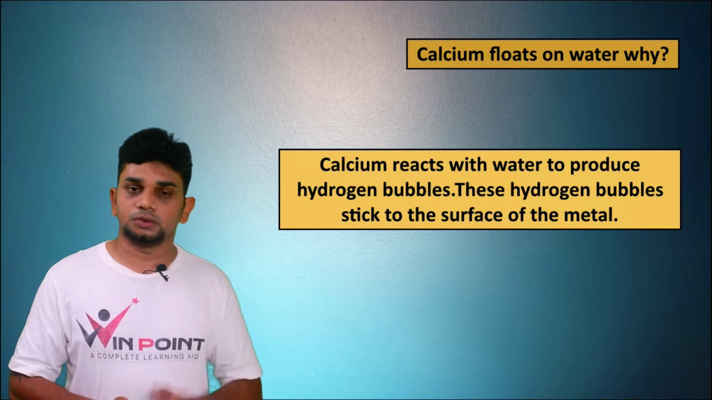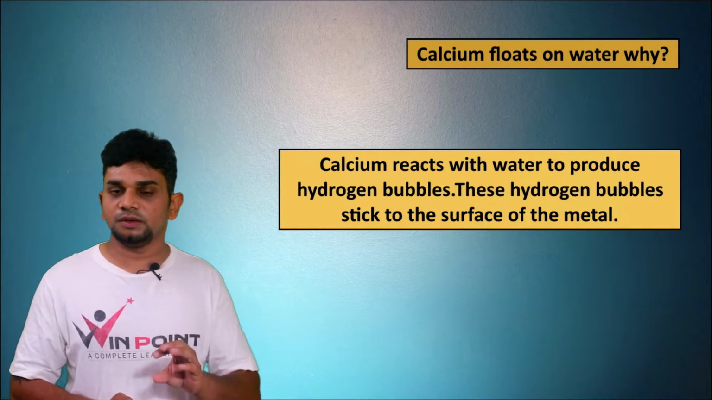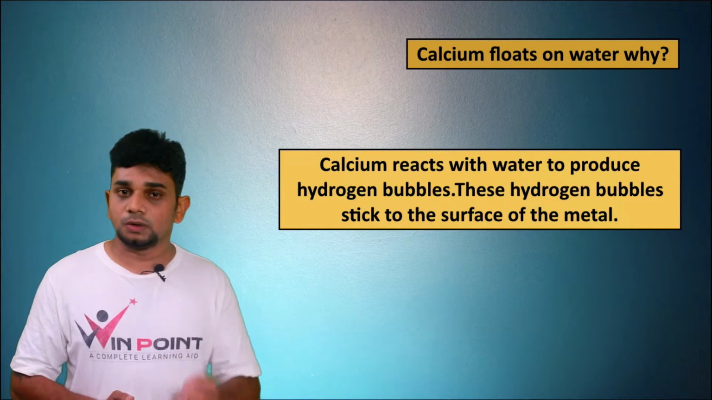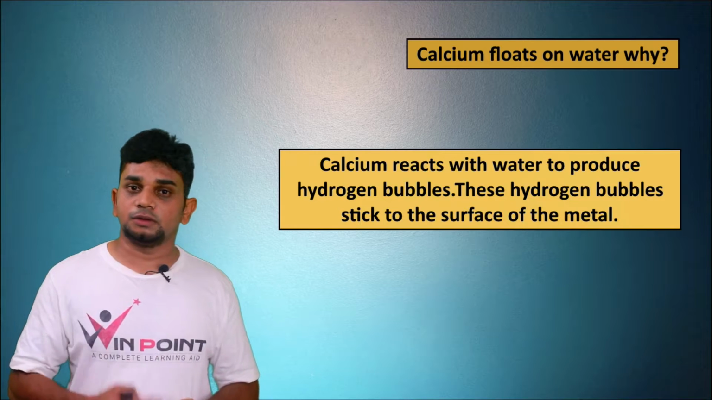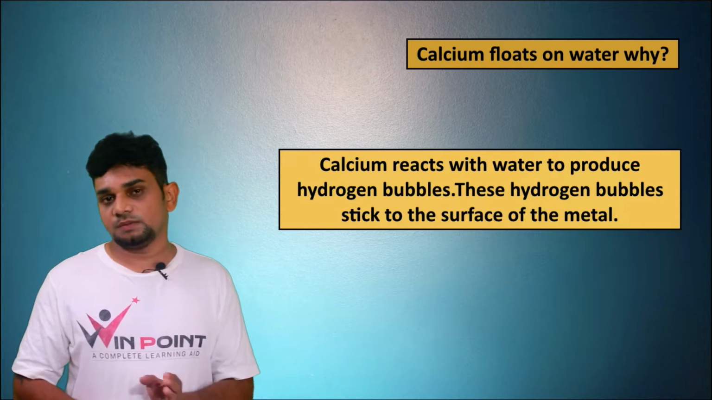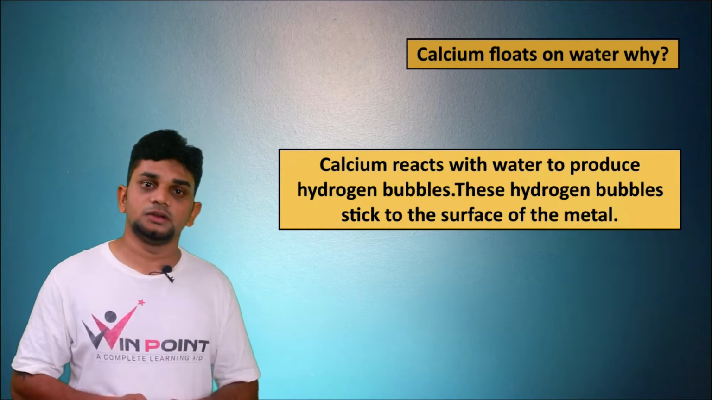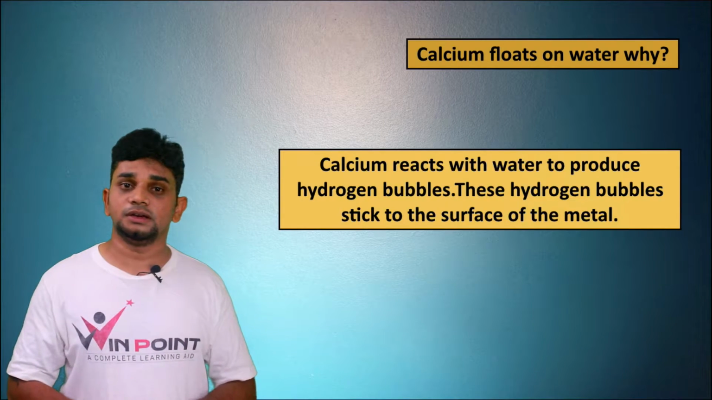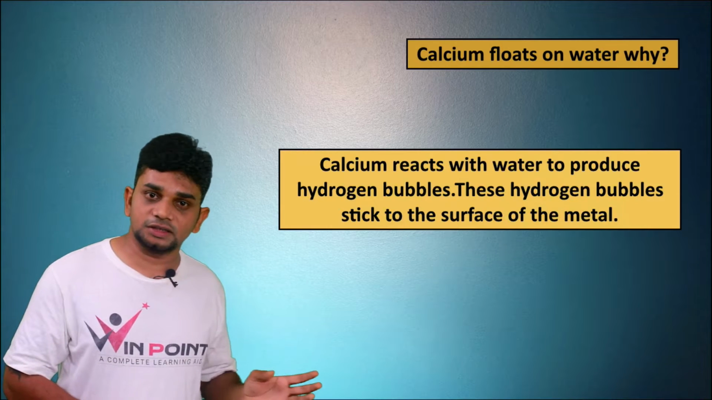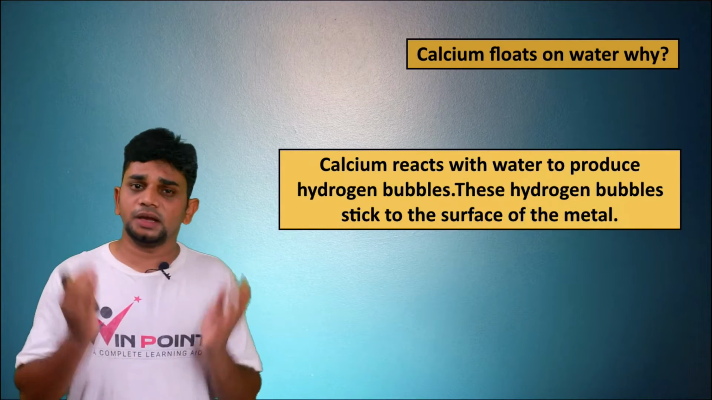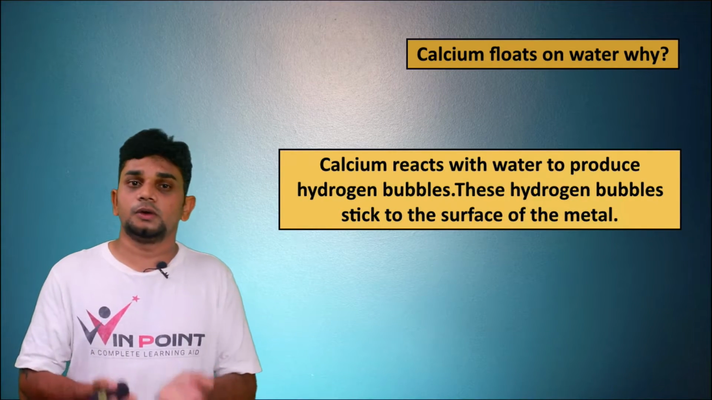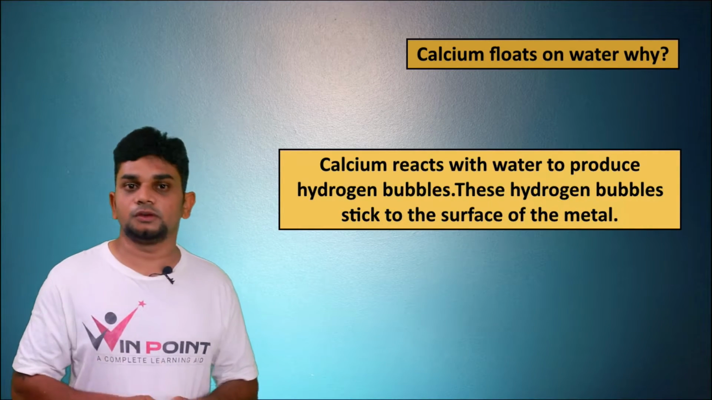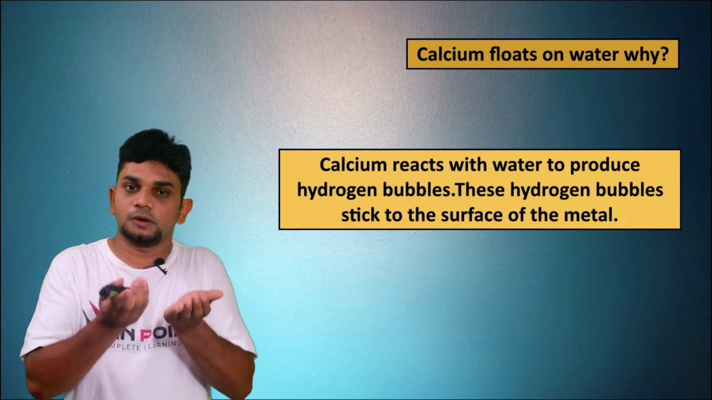Magnesium is also going to show the same, but magnesium is not highly reactive like calcium. So it won't react with cold water, but magnesium will react with hot water. If there is a reaction between magnesium and hot water, there will be production of magnesium hydroxide, and there will be production of hydrogen gas in the form of bubbles, and this magnesium metal also is going to float on the surface of water because the bubbles are sticking to the surface of the metal.